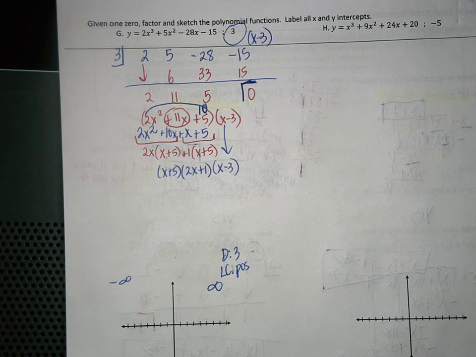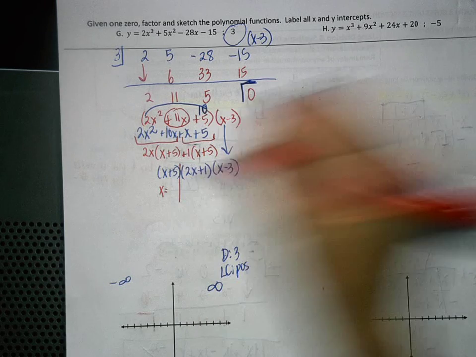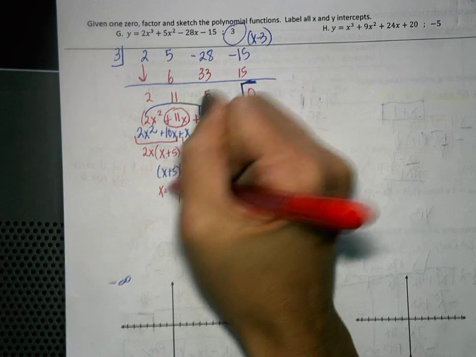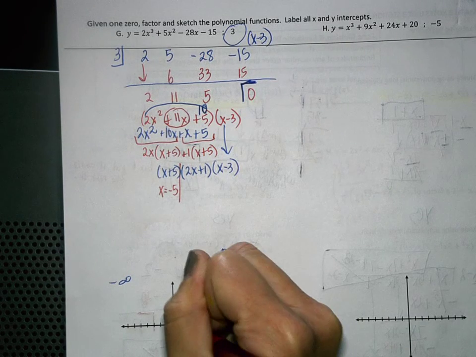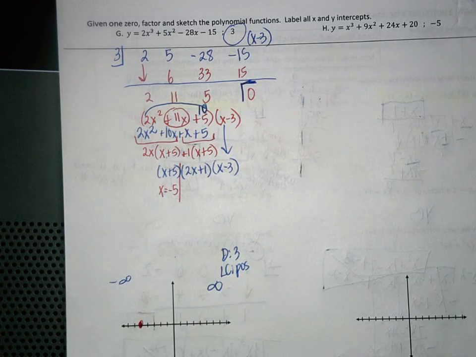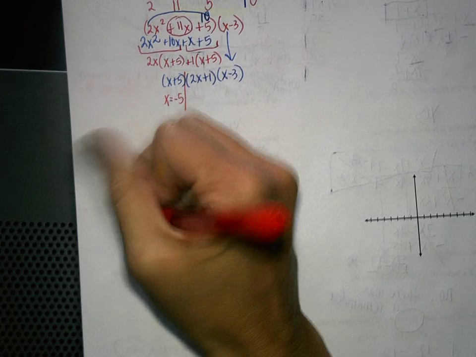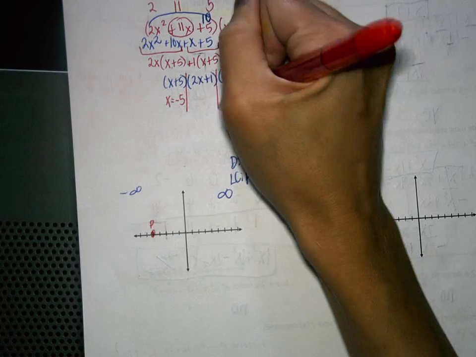Who knows what I do now? Good. So this will be x equals what? Negative 5. And so I'm going to go 1, 2, 3, 4, 5. Make a point. Will that be a bounce or a pass through? Good. Okay, next one.